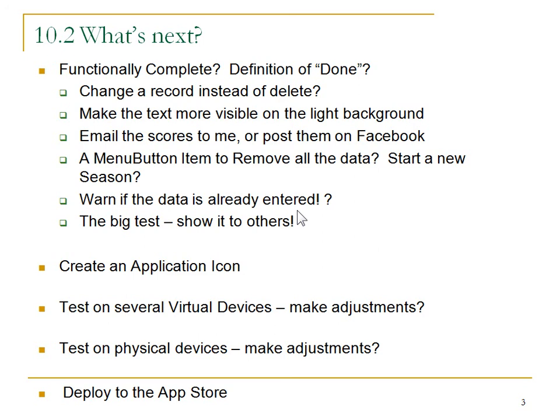So what do we absolutely have to do before we can say done? We have to have an application icon, and we have to test the application on several virtual devices and make adjustments based on things that we didn't expect. If we want to market to people who have various devices and various releases of Android, and then test on physical devices, as many as we have. I have only one that would be able to test with a 2.2 Android or higher. And then if we're satisfied that it's working at least a little bit, deploy it to the Android App Store.